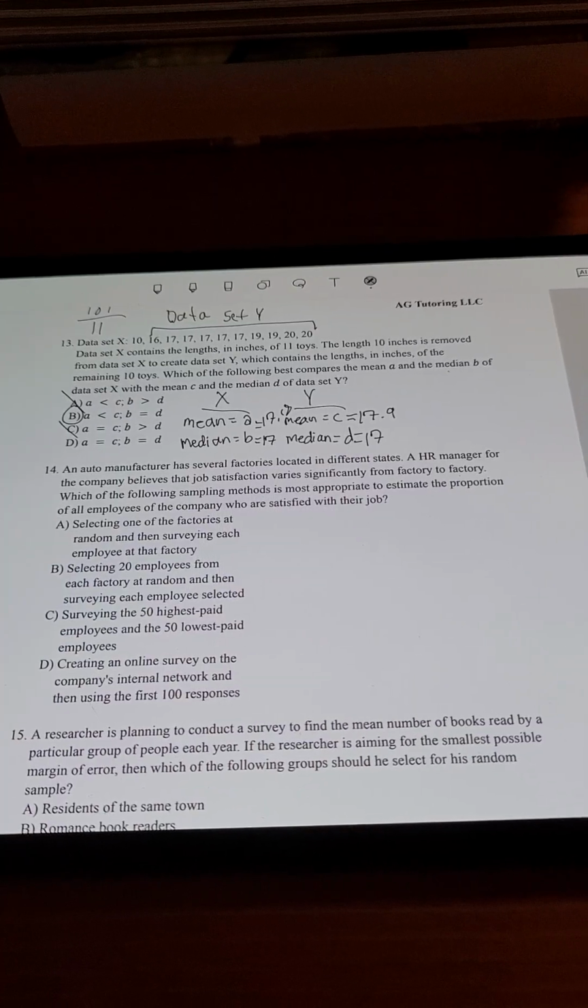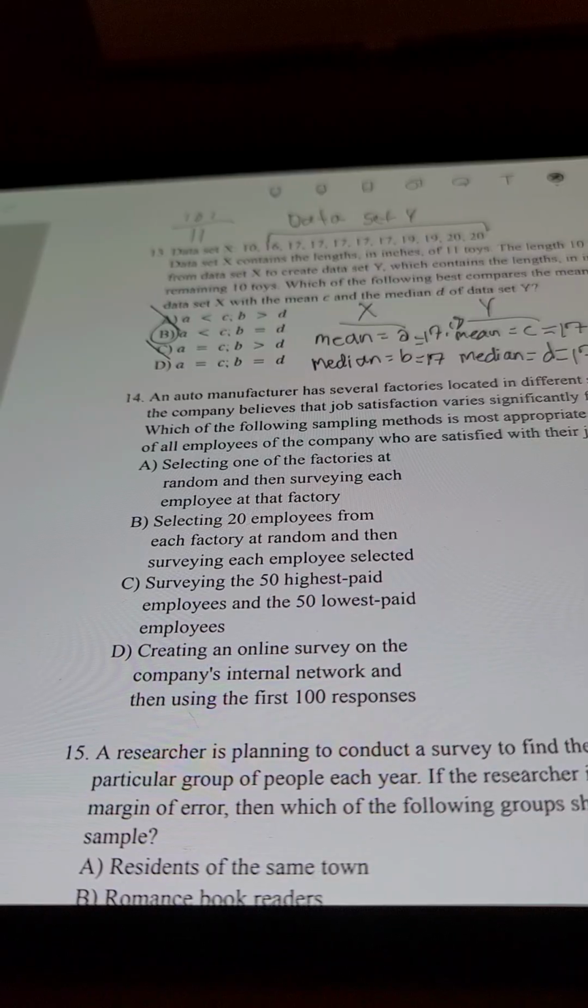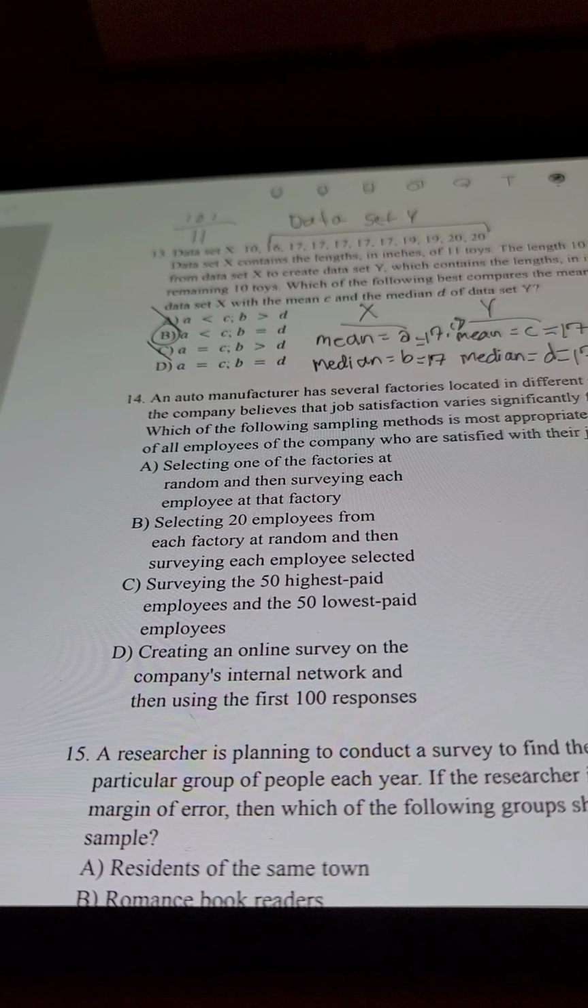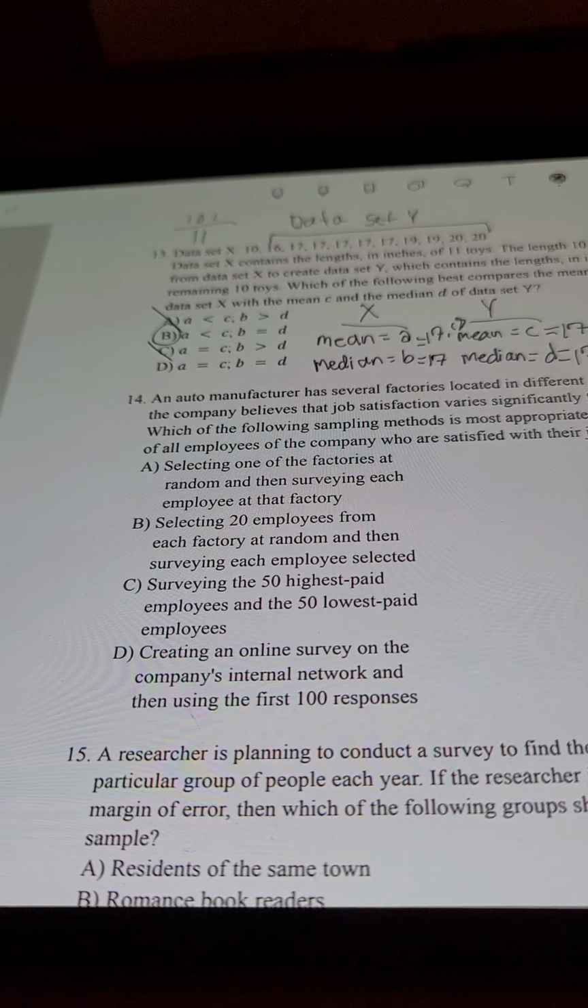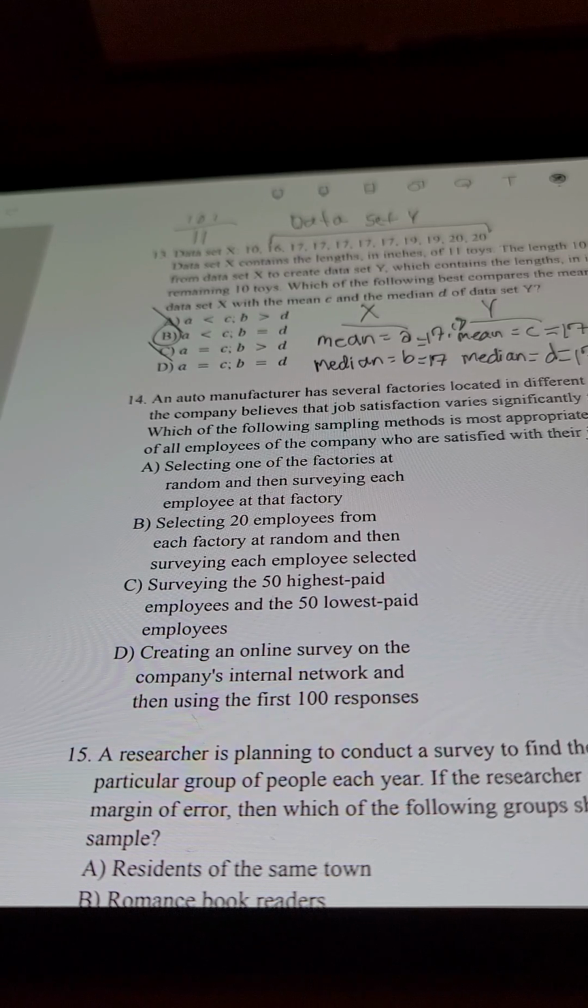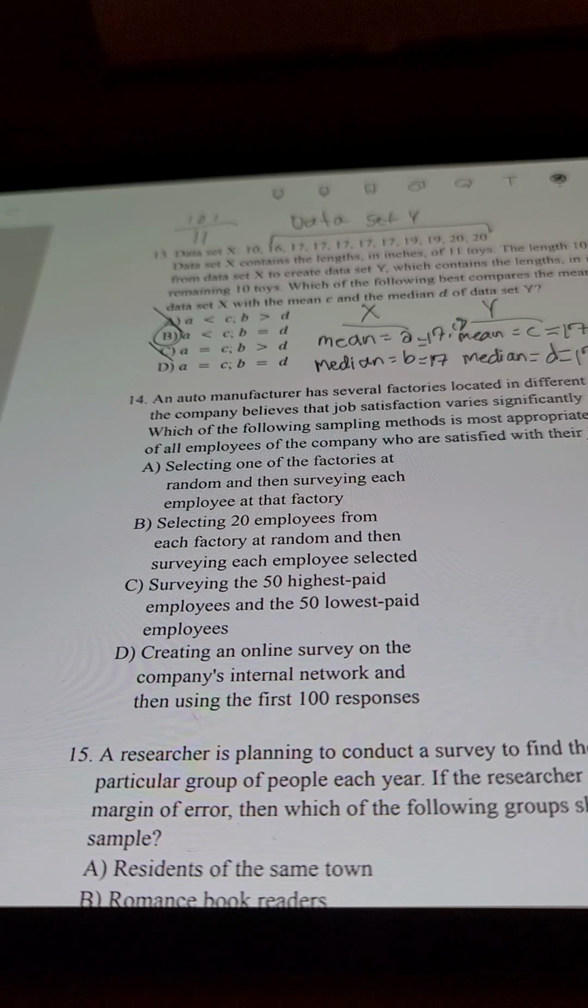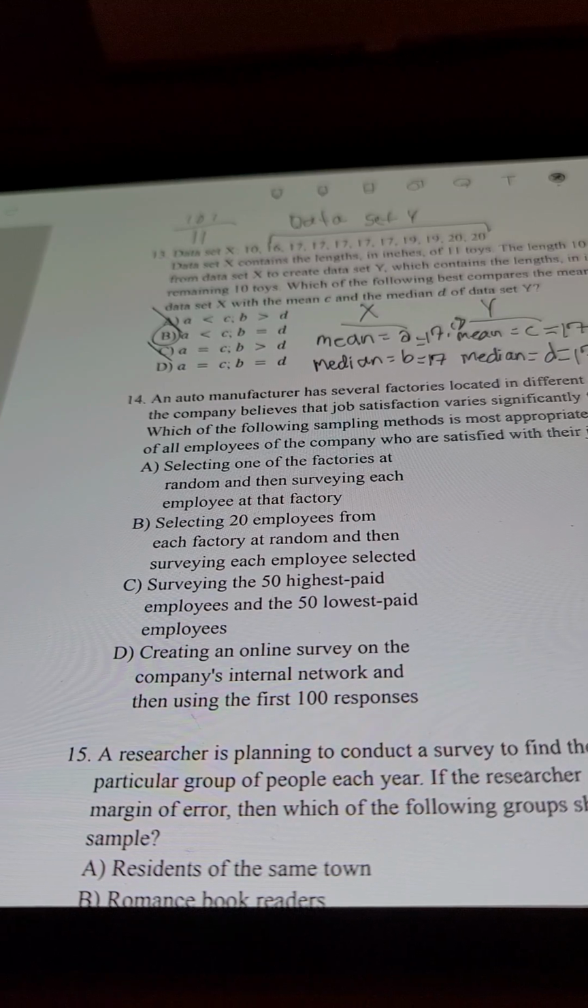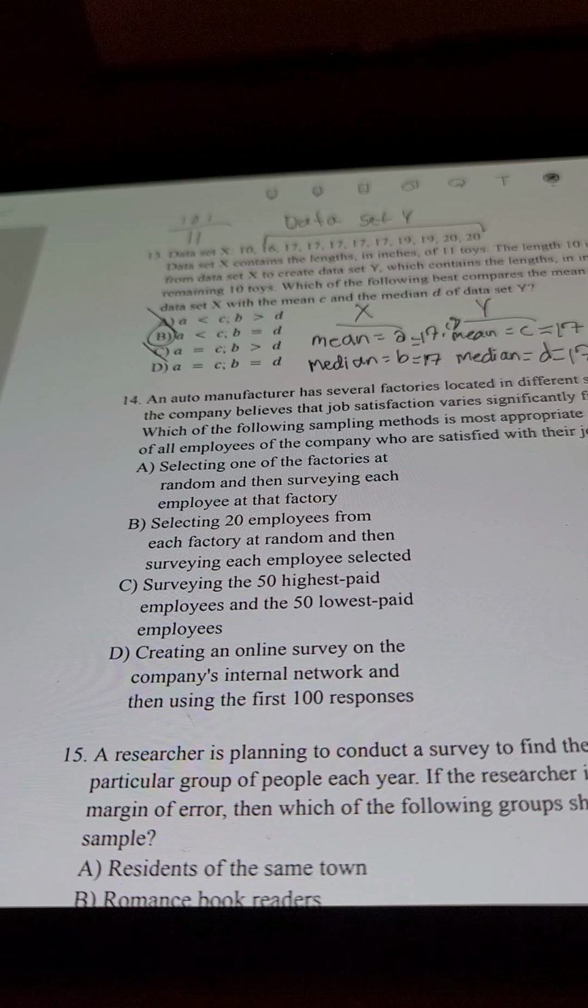Okay, pause to read number 14 if you haven't already. So basically we have a manufacturer with several factories in different states, and we want to figure out what the most appropriate method is to estimate the proportion of all employees at the company who are satisfied with their job. So let's look at our choices.